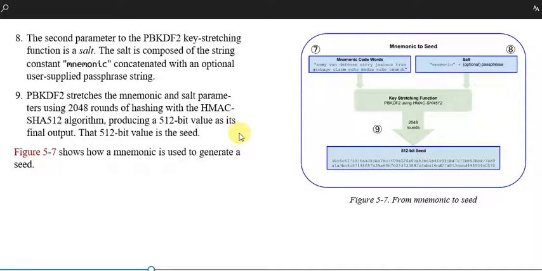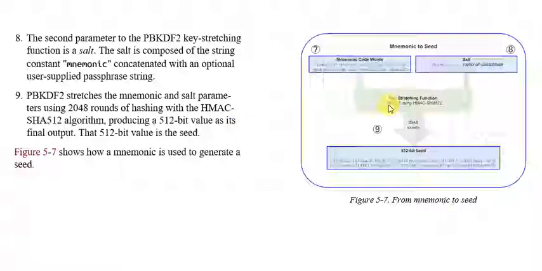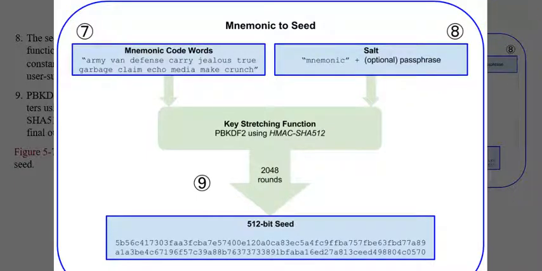PBKDF2 stretches the mnemonic and salt parameters using 2048 rounds of hashing with the HMAC-SHA512 algorithm, producing a 512-bit value as its final output. That 512-bit value is the seed. Figure 5-7 shows how a mnemonic is used to generate a seed. Figure 5-7. From mnemonic to seed.